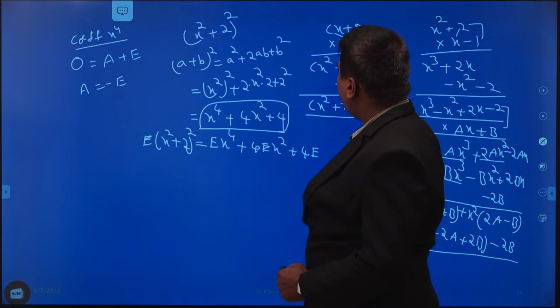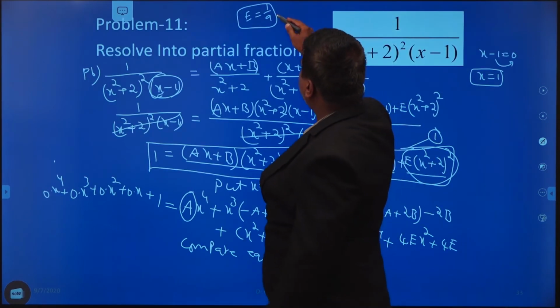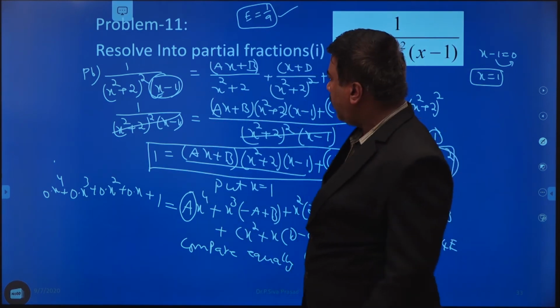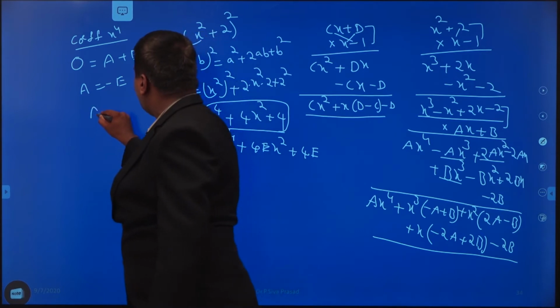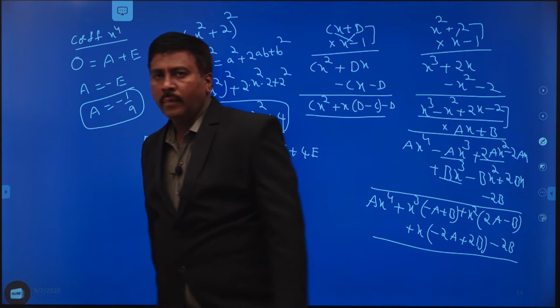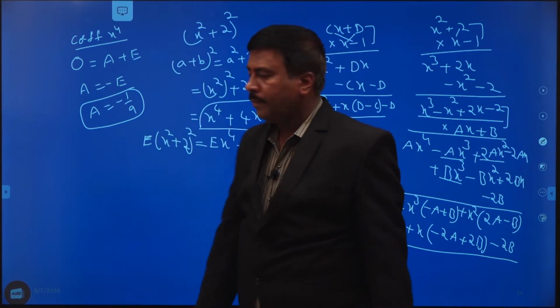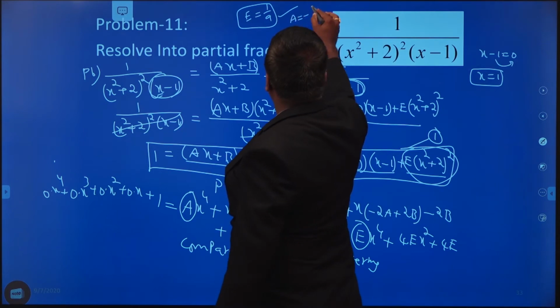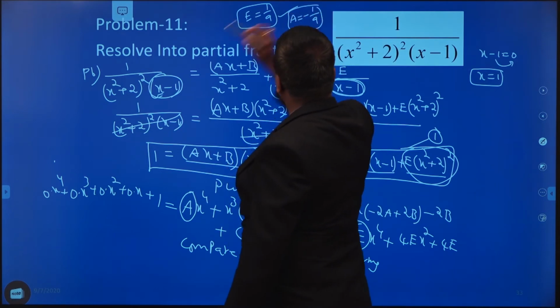The value for e we have already found, so the e value is automatically 1 by 9. Then the a value is minus of e, therefore a is equal to minus of 1 by 9. Now I have to write the a value as minus of 1 by 9.